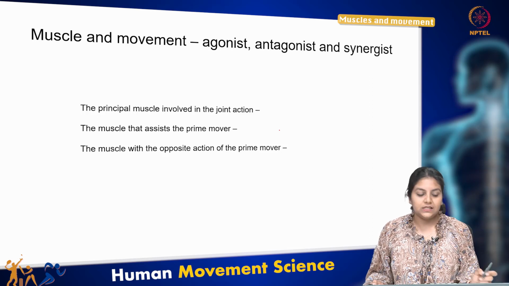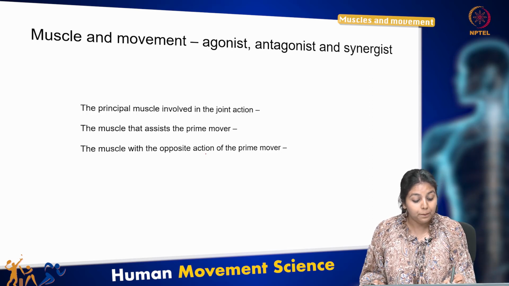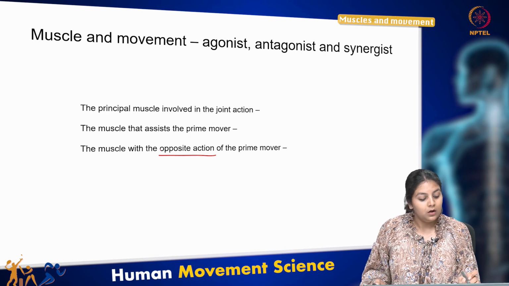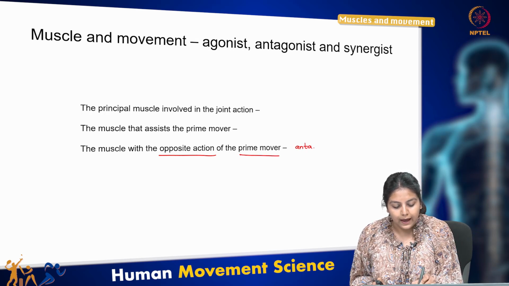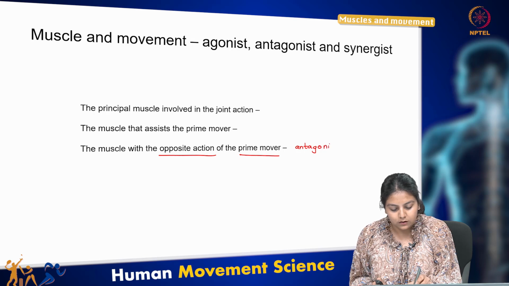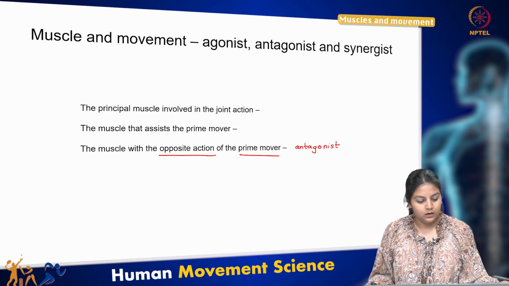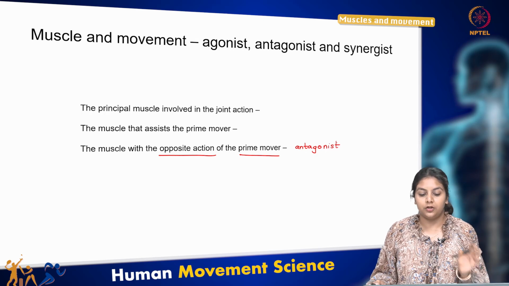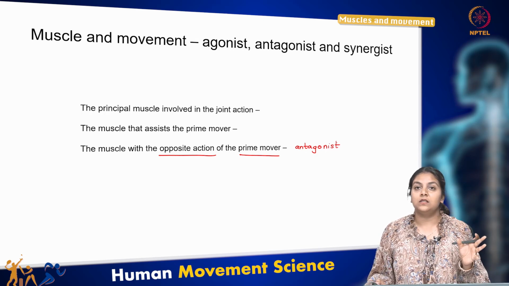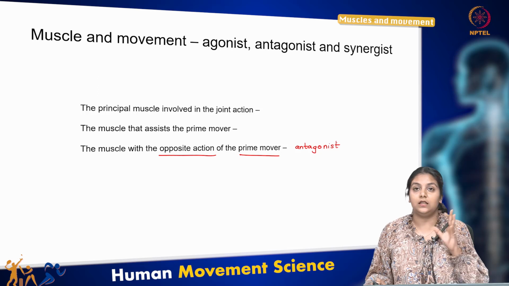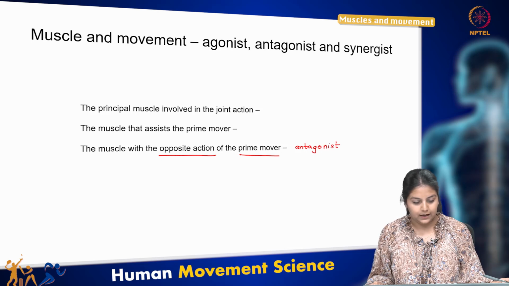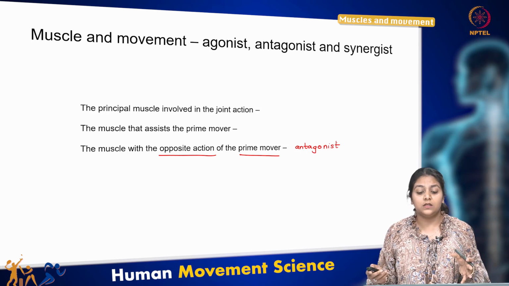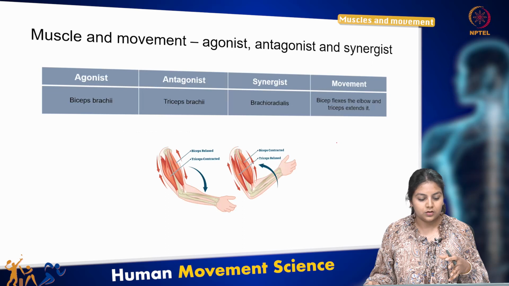The third terminology is the antagonist. So the muscle with the opposite action, very key to remember, very important to remember, the muscle with the opposite action of the prime mover is an antagonist. Right, so your principal mover is your agonist. The muscle that assists the principal mover is the synergist, and the muscle with opposite action of the prime mover is the antagonist. Now let's look at how these work together to cause movement.